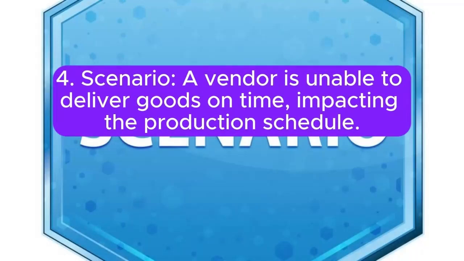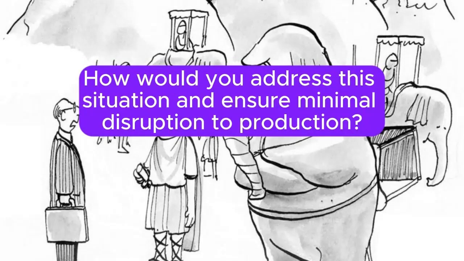4. Scenario: vendor is unable to deliver goods on time, impacting the production schedule. How would you address this situation and ensure minimal disruption to production?